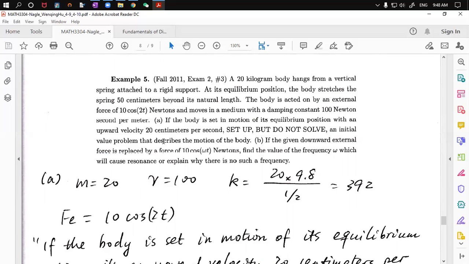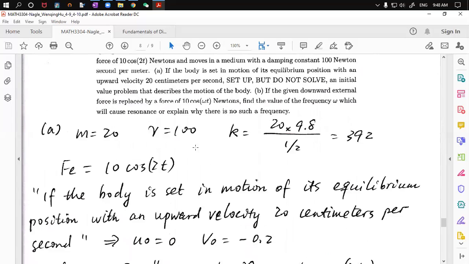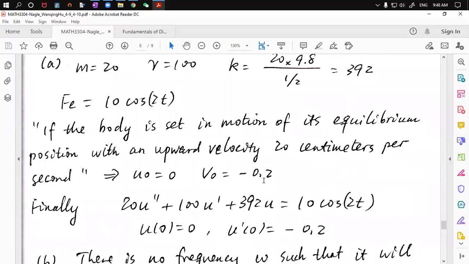What is the initial position? Well, here it says that the motion starts from equilibrium, and the initial velocity is upward with 20 centimeters per second. So that means 20 centimeters is 0.2 meters. Is that good for everybody? Okay, so you're going to have minus 0.2. You're going to set up the problem.